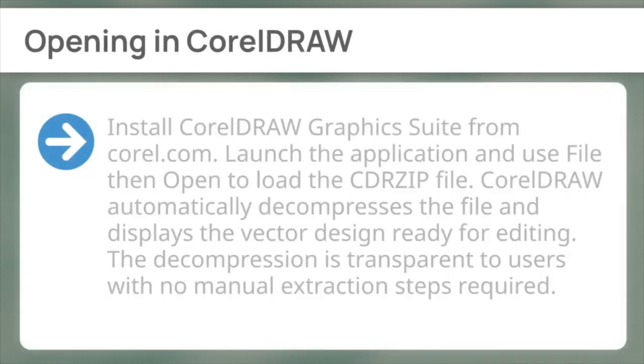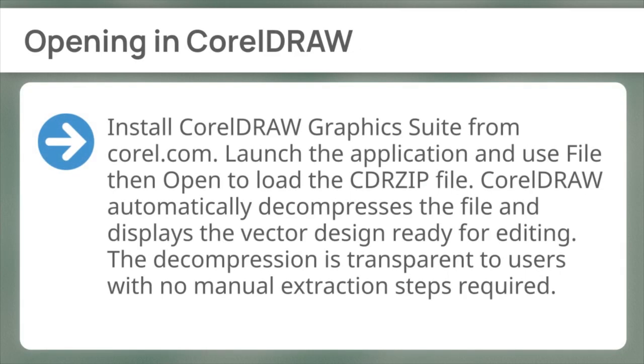First, opening in CorelDRAW. Install CorelDRAW Graphics Suite from Corel.com. Launch the application and use File then Open to load the CDRZIP file. CorelDRAW automatically decompresses the file and displays the vector design ready for editing. The decompression is transparent to users with no manual extraction steps required.